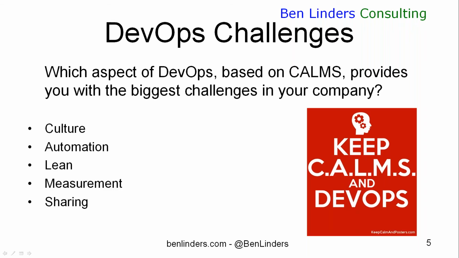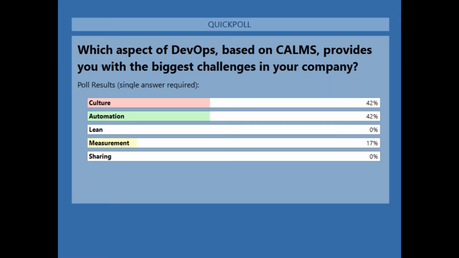Okay, so 92% of attendees voted, and there is a tie between culture and automation at 42%. And then lean and sharing have 0%, and then at measurement, there is 17%. Okay, thank you for these votes. So the biggest challenges appear to be in the culture part and in the automation part.